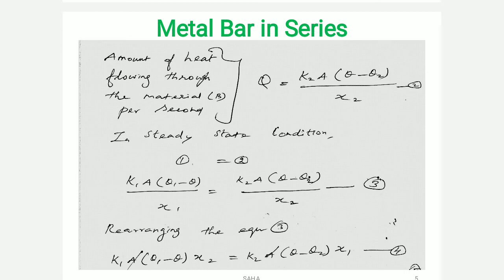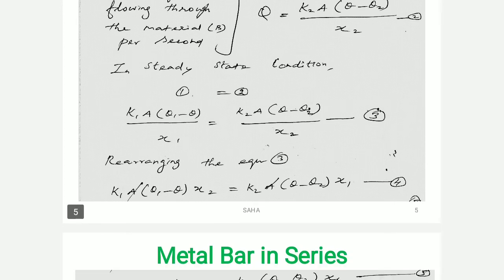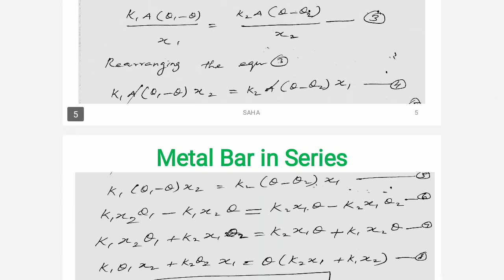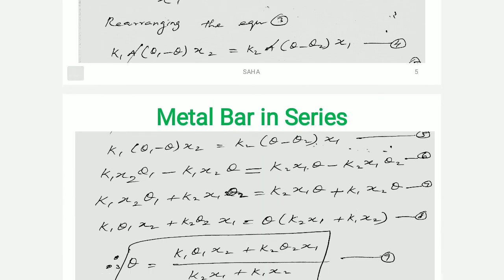Rearranging equation number 3, we can cancel the A, and the denominators will move to the numerator position on the other side. So x2 comes to the left side and x1 goes to the right side. K1 (theta 1 minus theta) into x2 is equal to K2 (theta minus theta 2) into x1. Equation number 4.